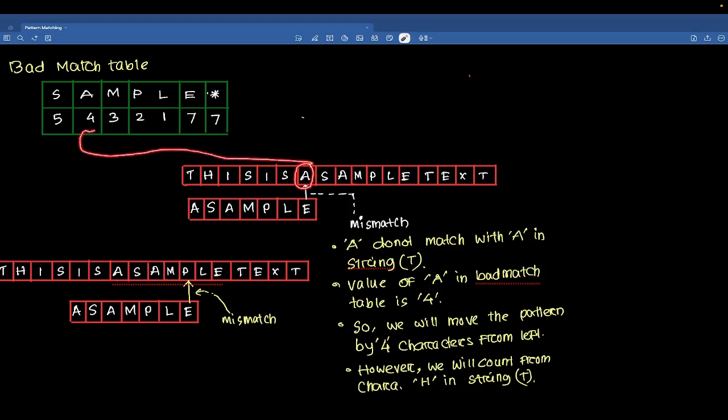In the bad match table we will see the value of A. What is the bad match value for A? The bad match value for A is 4. We will shift the pattern by 4 characters.